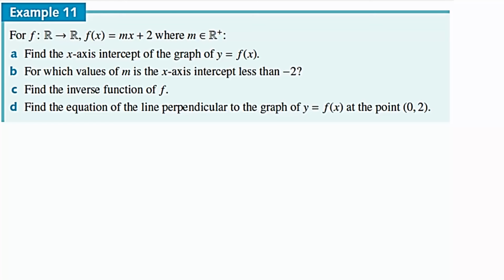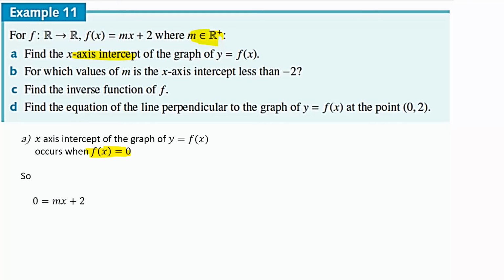Okay, so back to the second point again. I was just saying that the gradient has to be positive because they say m is an element of R plus. And I'm trying to find the x-axis intercept, which occurs when y equals 0. So that's all I'm going to do. I'm going to solve the problem just as you would.